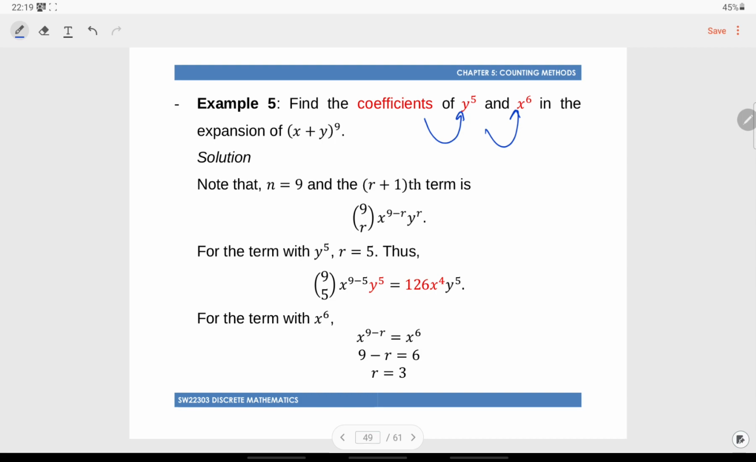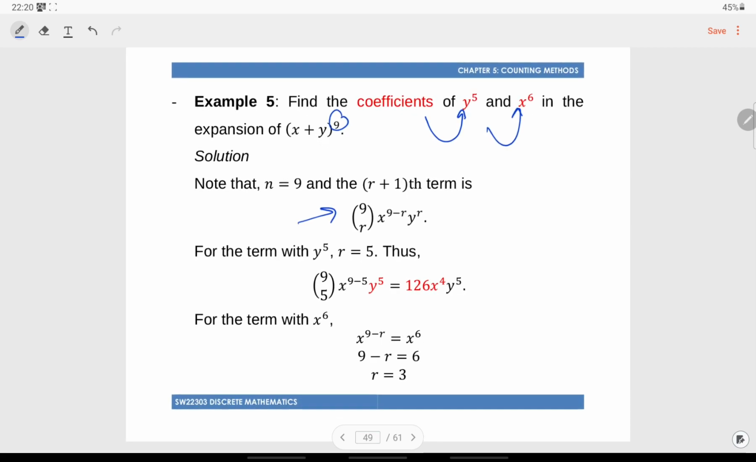Okay, so we gather information from the given question. First of all, we note that the value of n equals 9. From that, we know that the r plus 1 term can be computed by using this formula. We insert the value for r here: 9 choose r, multiplied by x to the power of 9 minus r, y to the power of r.